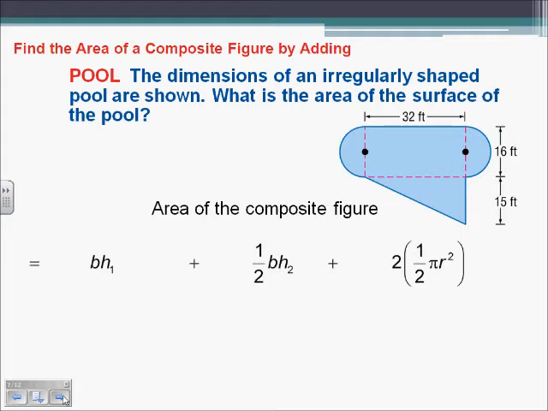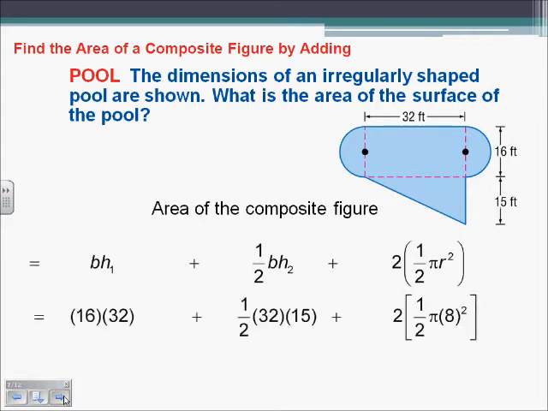We know the base and the height of that rectangle. The base is going to be 32. The height is 16. The base of our triangle is going to be 32 again. The height is going to be 15. And then our radius of the semicircles is going to be 8 because our diameter given to us is 16. Half of that would be 8.